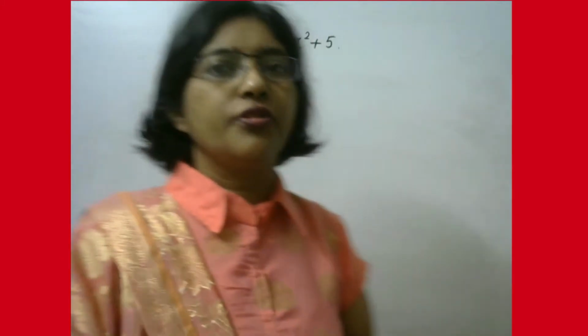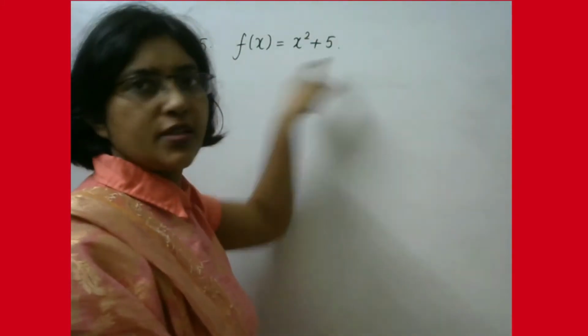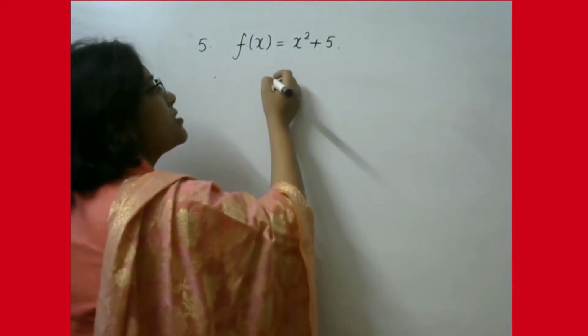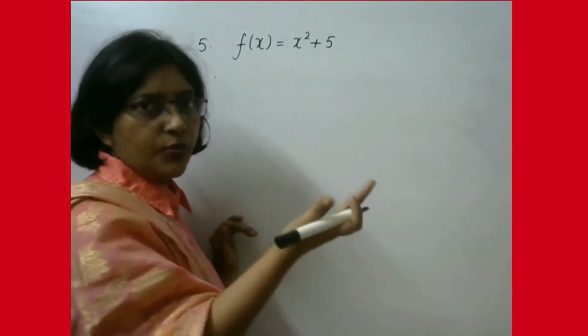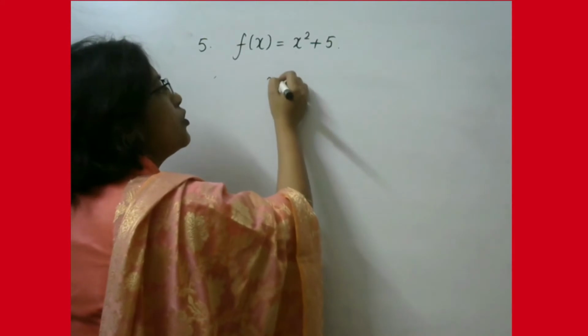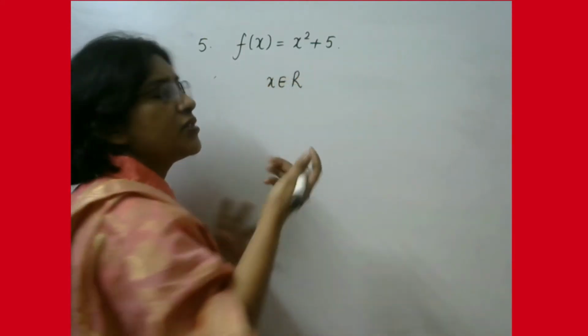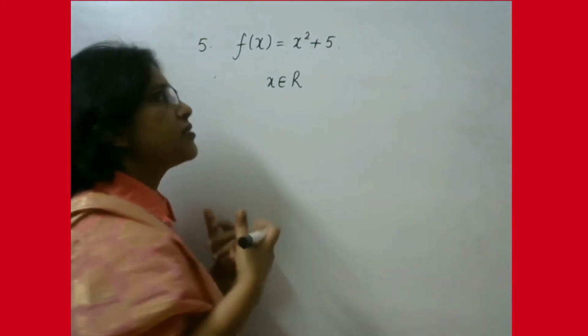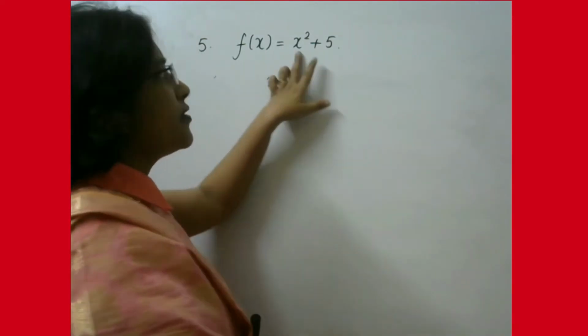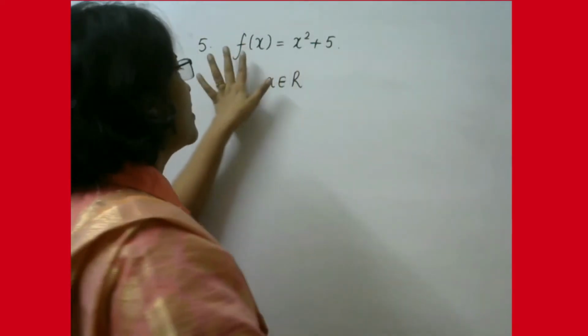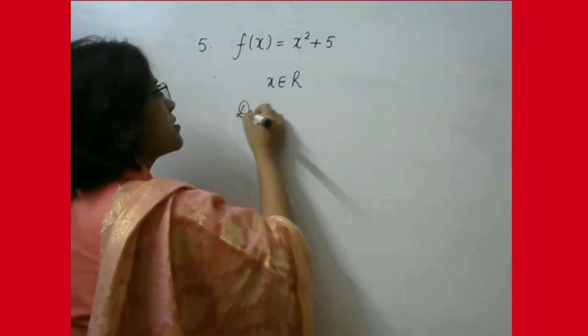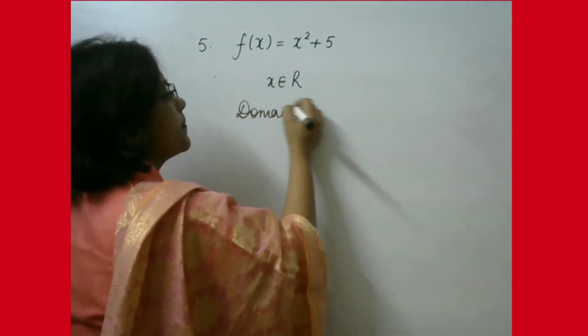So let's take a quadratic function now. It is x squared plus 5, and for this, since it is in the numerator, any value of x will define the function, because there is no square root term, it is not 1 upon. So whatever value of x you take, it is going to define the function, or the domain is real numbers.